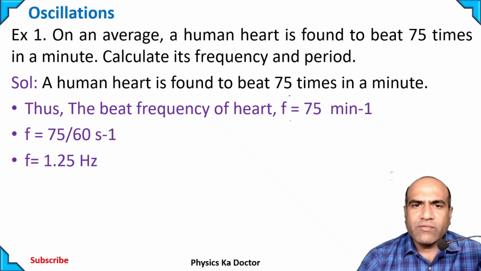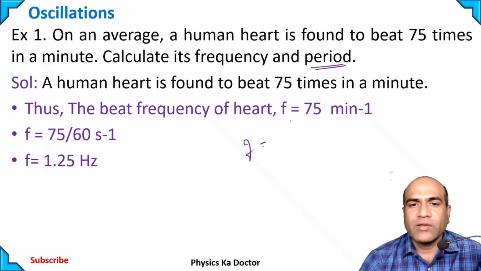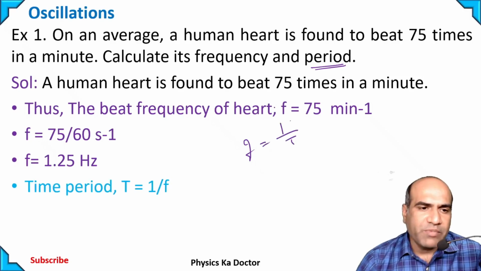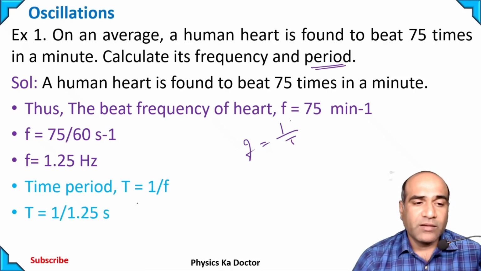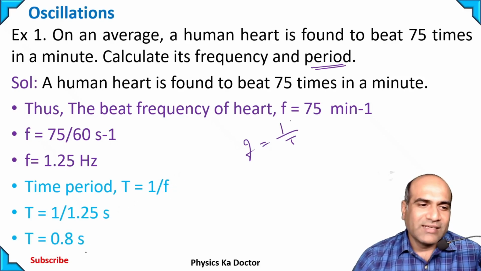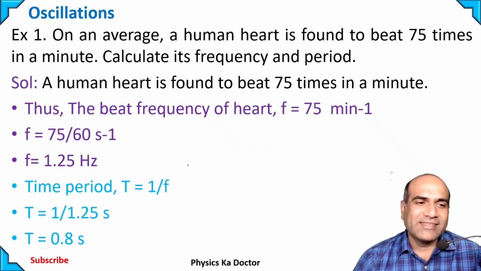Now what do we require next? We need the time period. f is 1 by T, so the time period is equal to 1 by f. The inverse is always equal. Then 1 by 1.25 per second, and what is our solution? 0.8 second is our solution. You may check your answer.